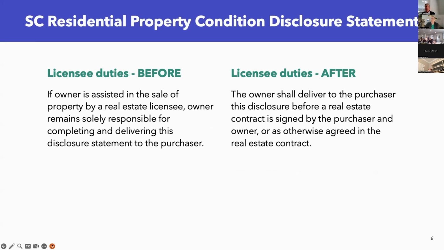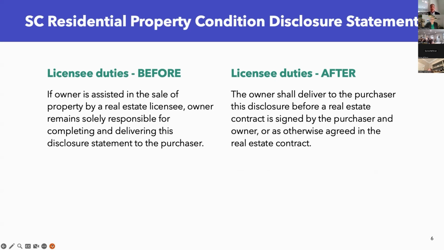Let's move ahead. And the next thing that's on the front page is a discussion of your duties, or in this case, perhaps non-duties, as a licensee, as you talk with your seller about what to do and how to fill out the seller's representation. Again, the new language is in the right-hand column. You have to deliver to the purchaser this disclosure before a real estate contract is signed or as otherwise agreed in the contract. And again, the language remains that says the representations are solely those of the owner and not of the licensee. This is not as big a change to me as the last one was.